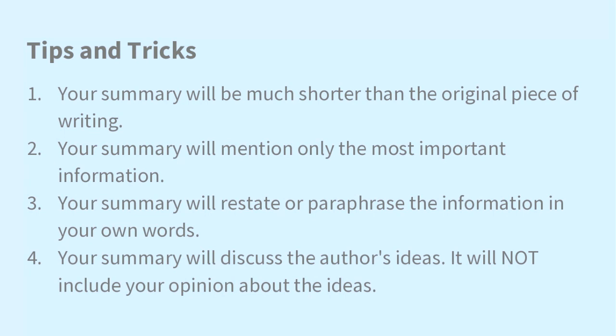Okay, so a couple of things for your summary. It's shorter, most important information, paraphrase, and author's ideas. Okay, stick with the author, make it shorter, important information, and paraphrasing. See, what I did just there is I took these 4 long sentences and I paraphrased it. Okay, so I pulled out the key points. It needs to be shorter, most important information, I need to paraphrase, and I need to discuss the author's ideas. So that's how you do a summary.